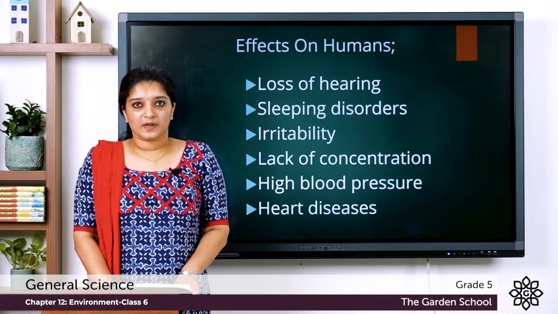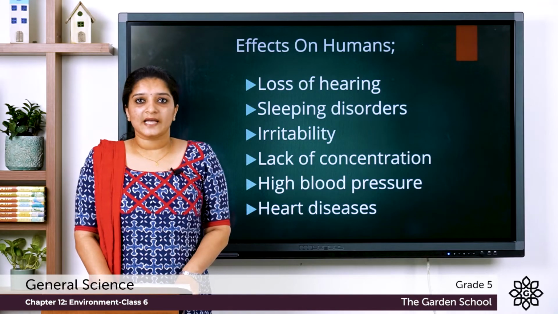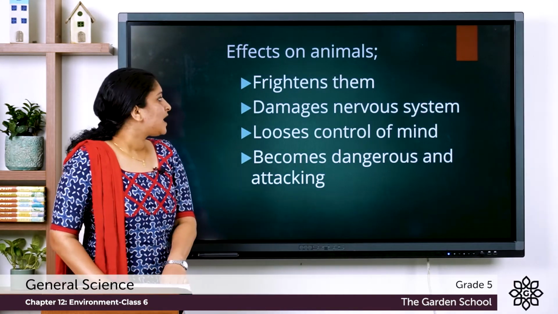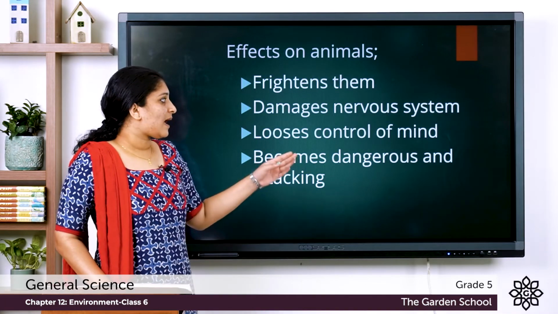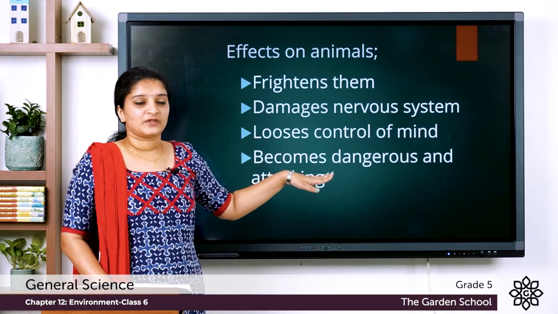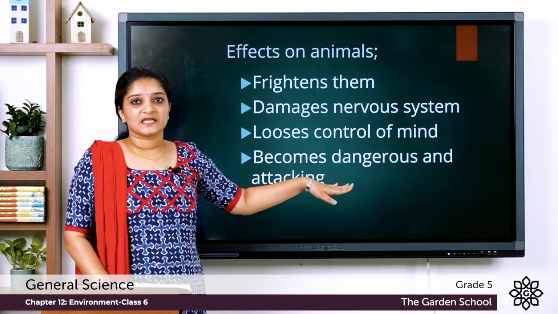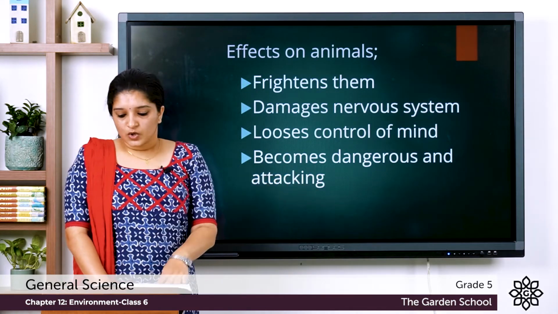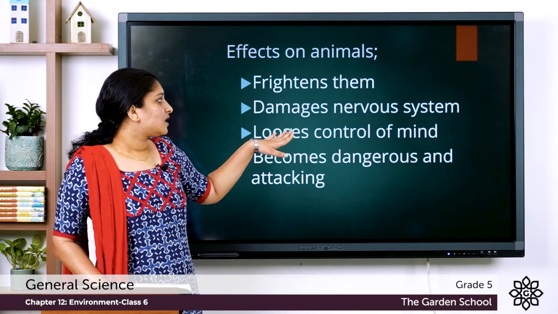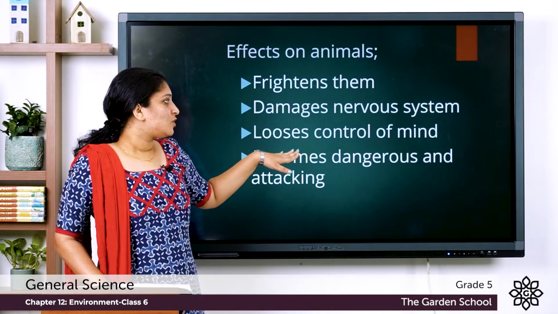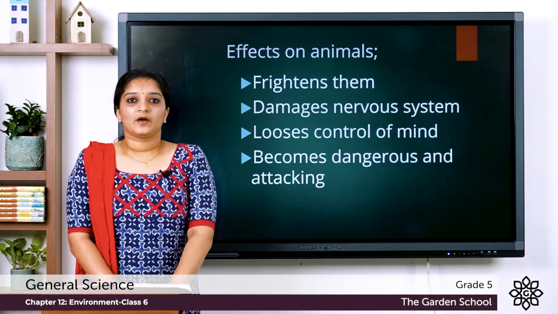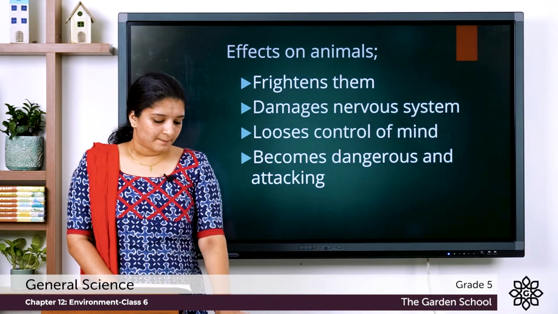It not only affects human beings, it also affects plants and animals. Now let's see the effects of noise pollution on animals. It frightens animals, it damages the nervous system of animals, and the animals lose control of their mind. They also become dangerous and show attacking symptoms. So the effects on animals include frightening, damaging the nervous system, losing control of mind and becoming dangerous and attacking.